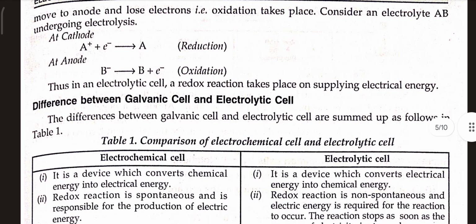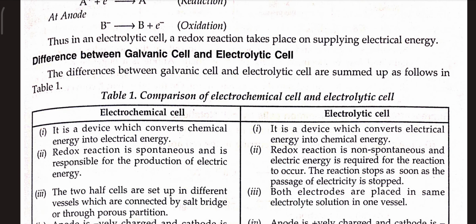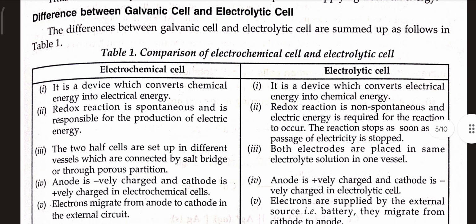Difference between galvanic cell and electrolytic cell. The differences between galvanic cell and the electrolytic cell are summed up as follows in Table 1. Table 1, comparison of electrochemical cell and electrolytic cell. Electrochemical cell: it is a device which converts chemical energy into electrical energy. Electrolytic cell: it is a device which converts electrical energy into chemical energy.